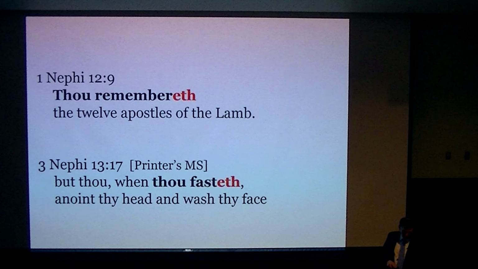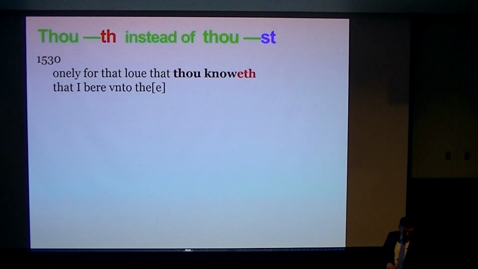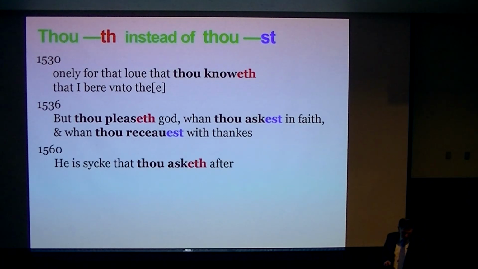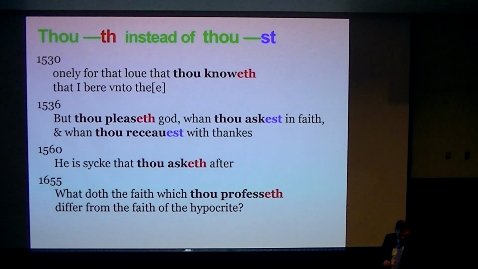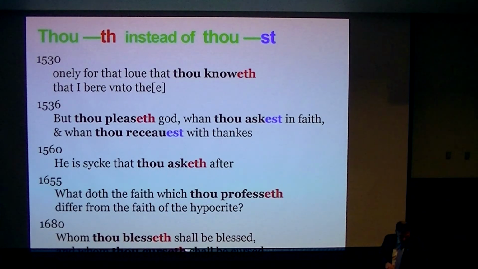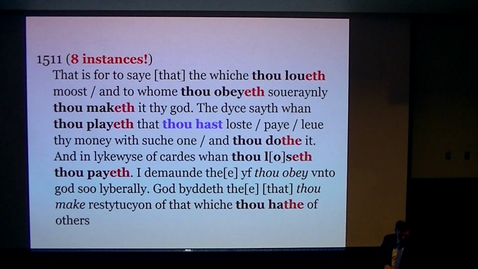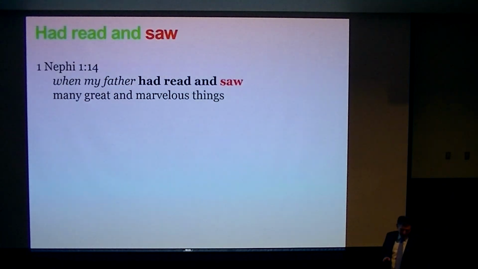And the printer's manuscript has "thou fasteth," but we can see this in the 1500s. "Thou knoweth." "Thou pleaseth God," and notice the variation there. "Thou askest and receivest." "Thou asketh, thou professeth" into the 1600s. "Thou blesseth and curseth." Look at this passage here: 8 instances with TH from 1511 with only one normal case, "thou hast," in purple. Every one in red is a TH ending after thou.